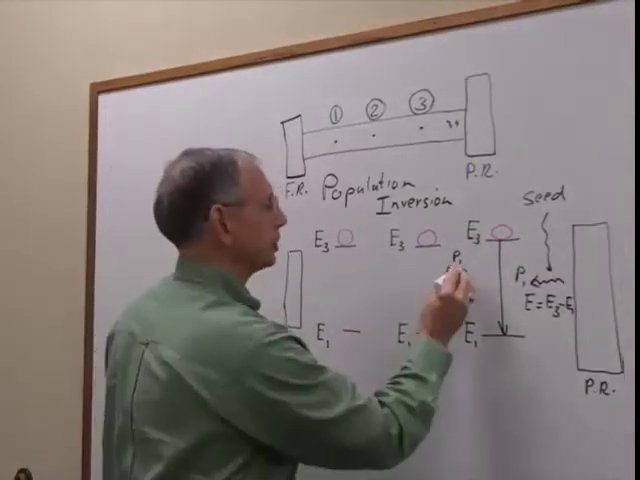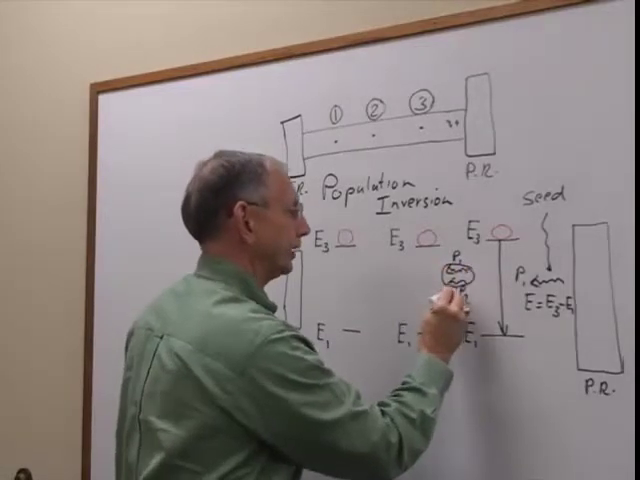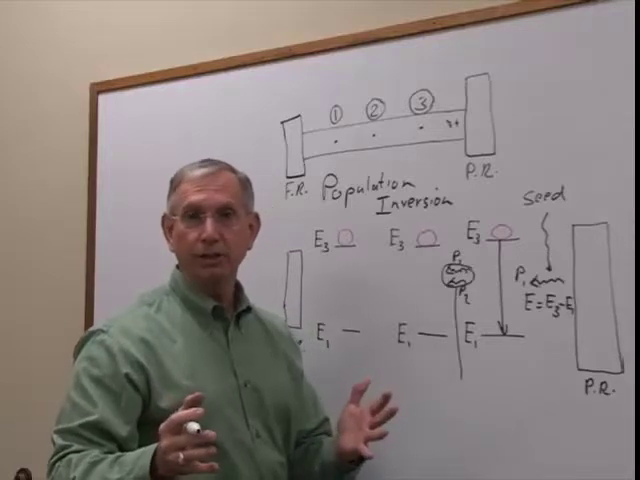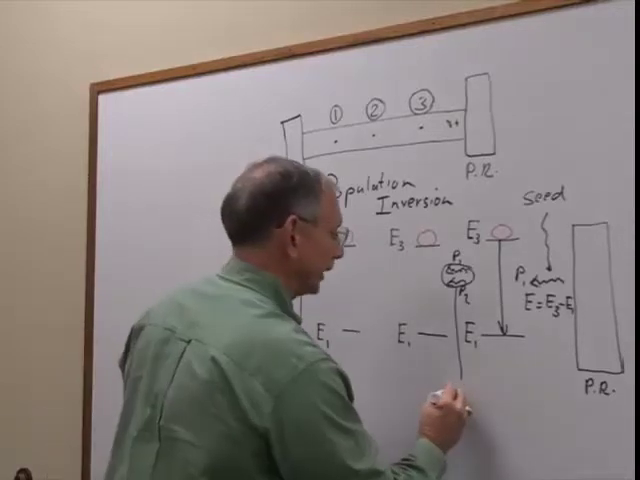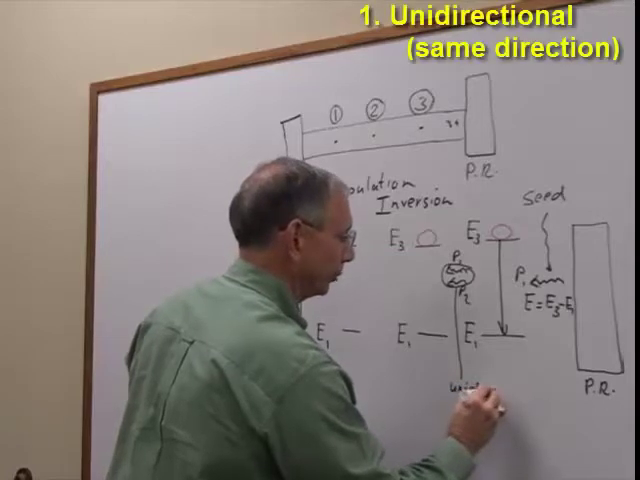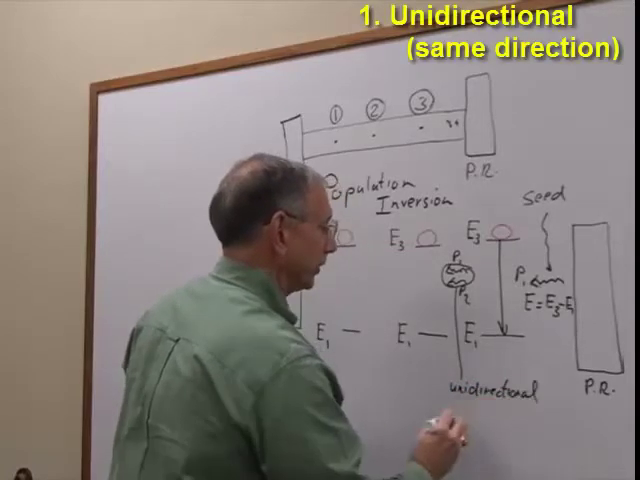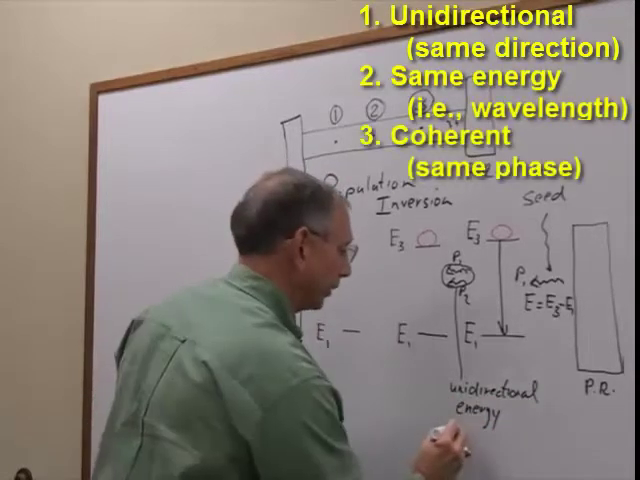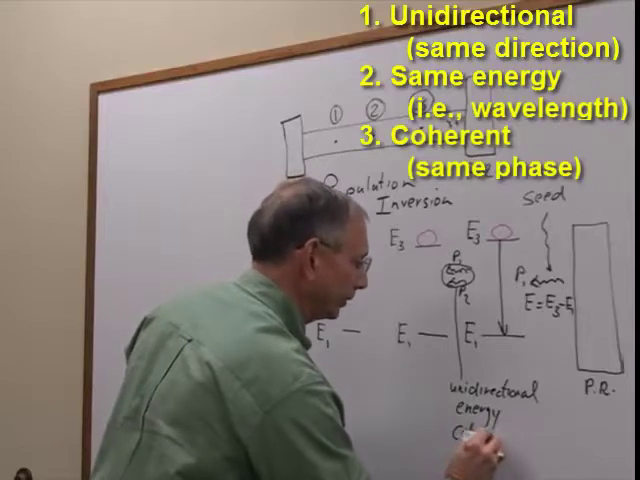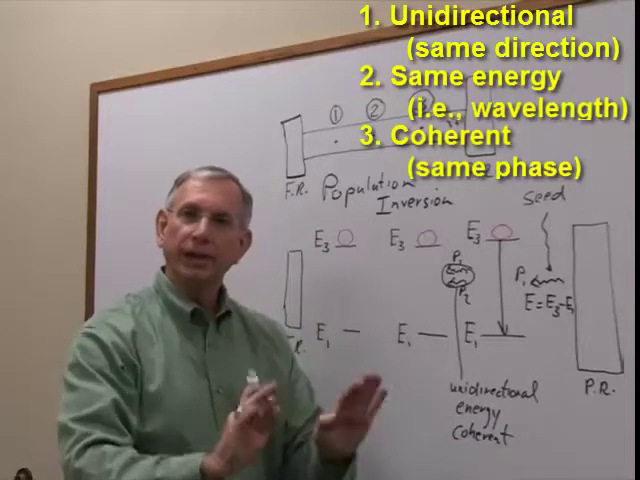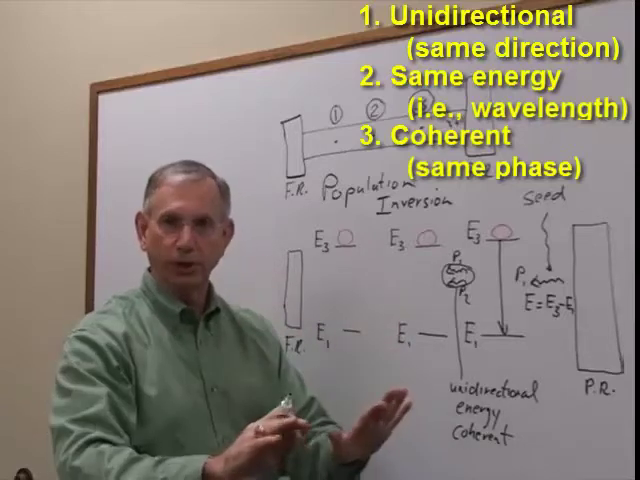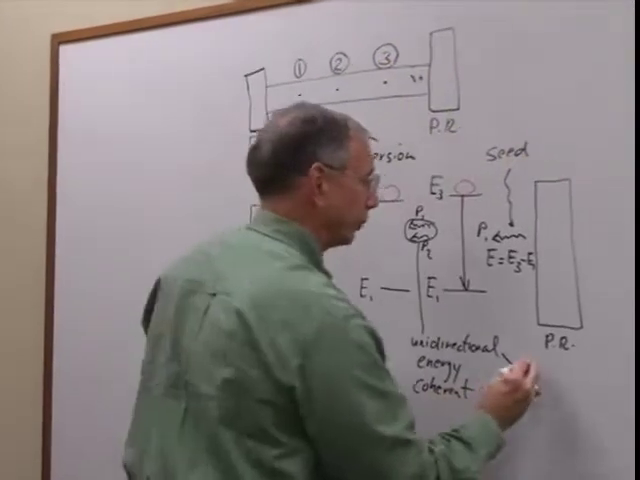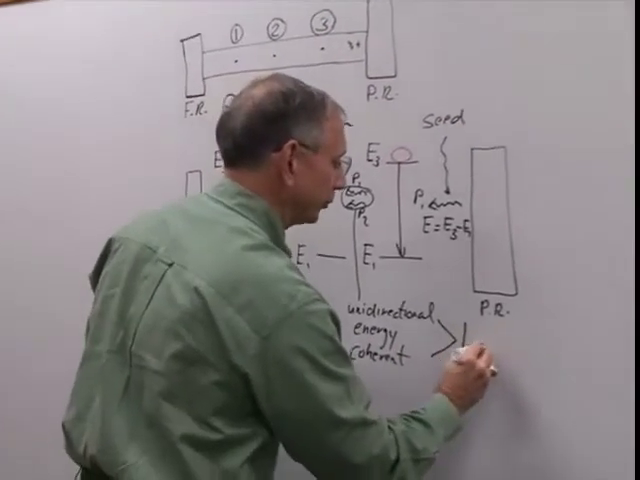Now here's what's significant. In stimulated emission, these two photons have some characteristics that are unlike most kinds of de-excitation that occurs within atoms. For one thing, they're unidirectional, meaning they're moving in the same direction. The other thing is they're of the same energy. And the third thing, very important, is that they are coherent. That means they're moving in exactly the same phase with each other. And this, we know from having studied the fundamentals of light and laser, represents the properties of laser light.